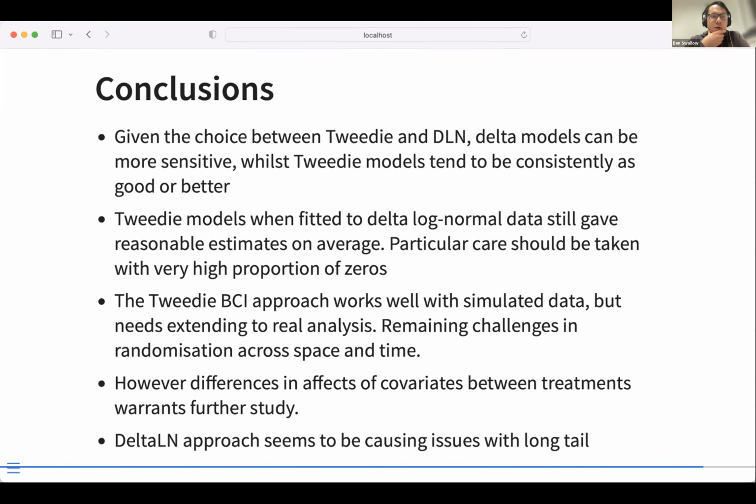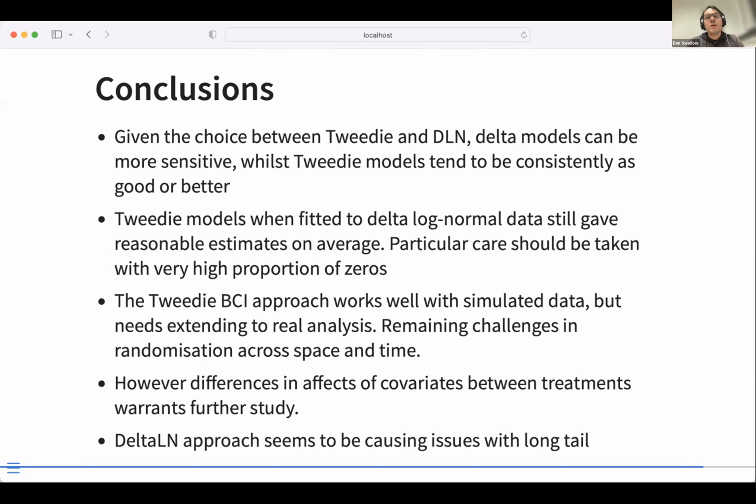So just to finalize in conclusion, given the choice between the Tweedie and delta log normal models, we do suggest that Tweedie seems to be less sensitive in general, and even if the data were generated from a delta log normal model, the Tweedie model still seems to be able to do quite well at returning the same parameter values. And in the case where the Tweedie model was the correct data generating distribution, it's consistently much, much better than delta log normal models.